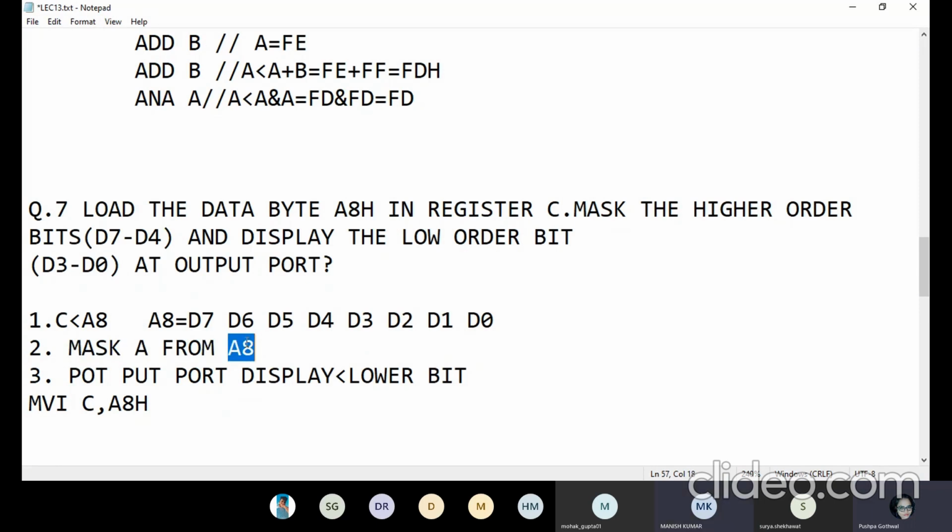Now they told me to mask. I have to mask this A. What kind of instruction should I use to mask it? If I mask this, A becomes 0 and only 8 will be there. How can I make this 0, 8? We do an AND operation with 0F. So I can write ANI 0FH, an AND operation.